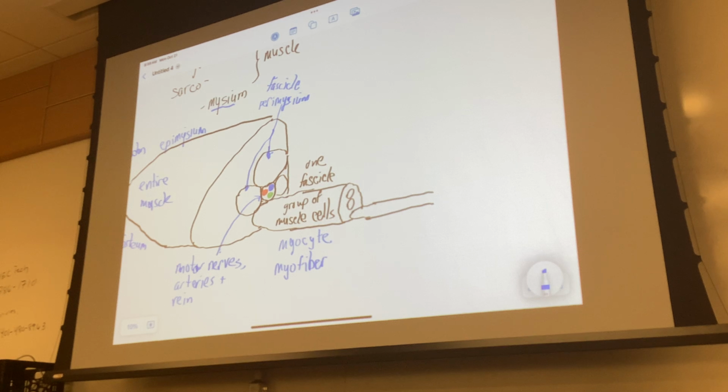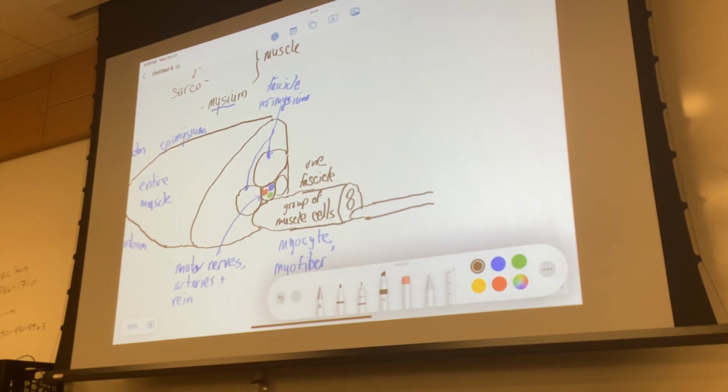A myocyte or a myofiber are at least two terms that mean muscle cell. And when I say muscle cell, I'm just talking about skeletal muscle cell. So now, one fascicle is a group of muscle cells that can either be myocytes or myofibers. So that extension that is going to the right is a single muscle fiber.